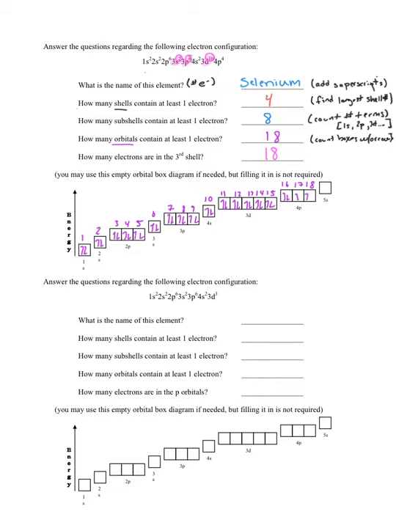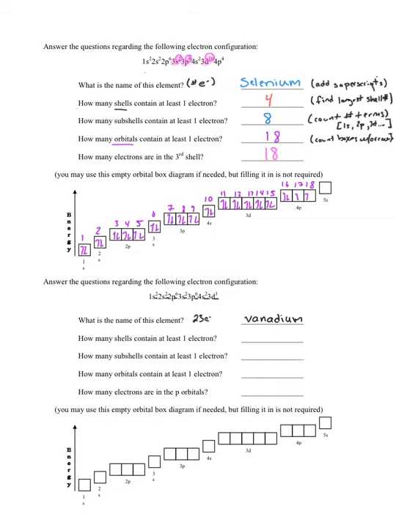Now, let's look at our second example. So here, we stop at 3d3. We're going to do the same thing that we did before. So for our first question, we're going to add up our superscripts. So 2 plus 2 is 4, 6 is 10, 12, 18, 20, 23. We've got 23 electrons. And so I can go to the periodic table and see that we are dealing with vanadium.